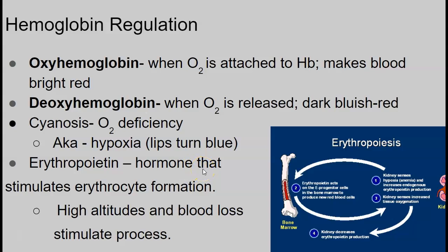I want to finish up here by talking about something called erythropoiesis, and that is the formation of red blood cells, and that happens in your bone marrow. So we have a hormone called erythropoietin, and erythropoietin, poietin, it depends, you can see it either way, is a hormone that triggers the erythrocyte formation.